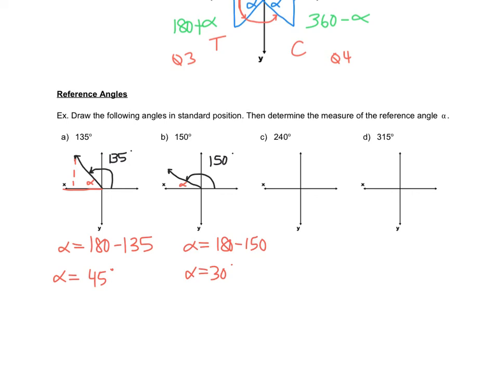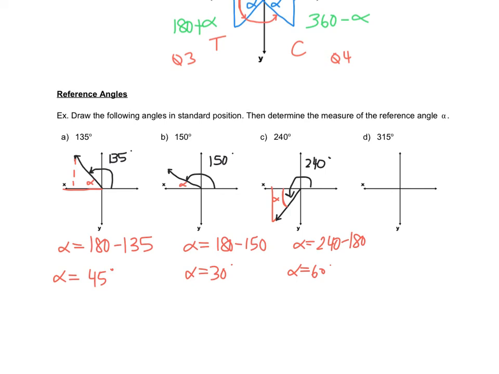So let's try the last two. So 240 degrees will be somewhere in quadrant 3, right here. This entire angle is 240 degrees. My alpha is this little angle here that would be created if I drew a right triangle. So it's the angle that has to be added on to 180 to get to 240. So I can figure out alpha by doing 240 subtract 180, and our alpha is 60 degrees.